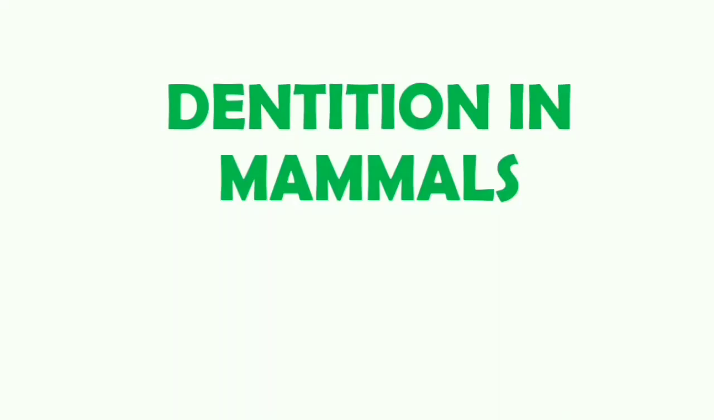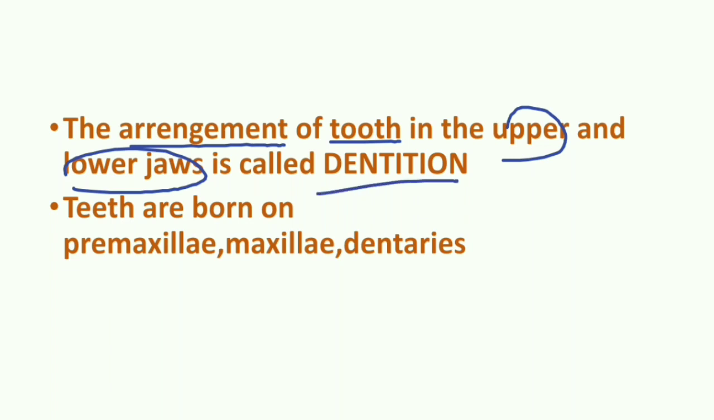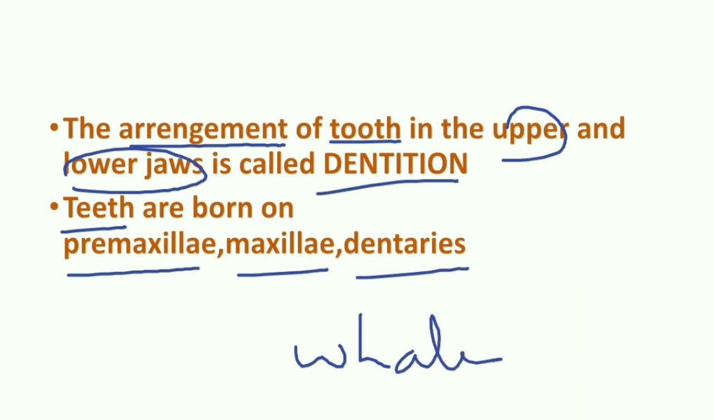Hello friends, today we will discuss dentition in mammals. What is dentition? Dentition means the arrangement of teeth in the upper and lower jaws. These teeth are borne on the premaxilla, maxilla and dentary, and the root is embedded in the socket. Teeth are present in all mammals except whales.